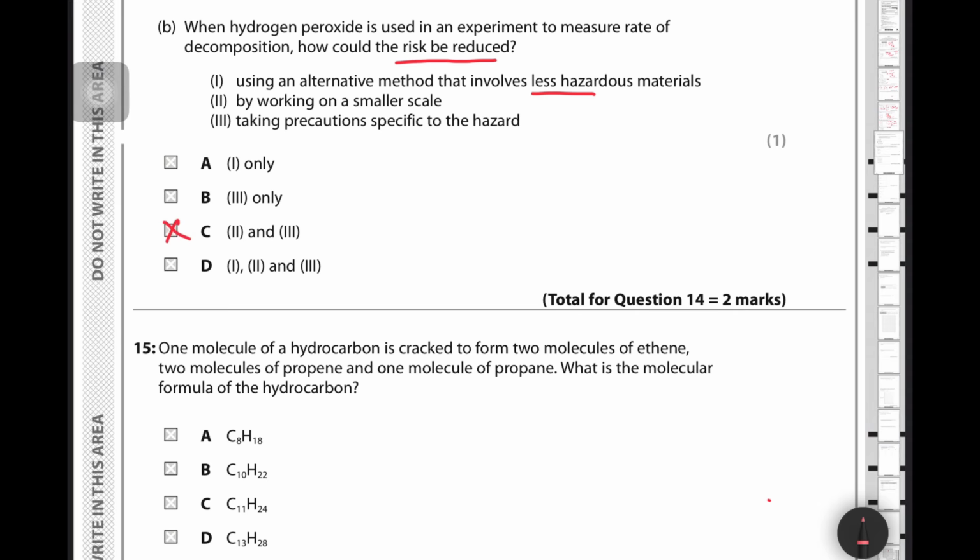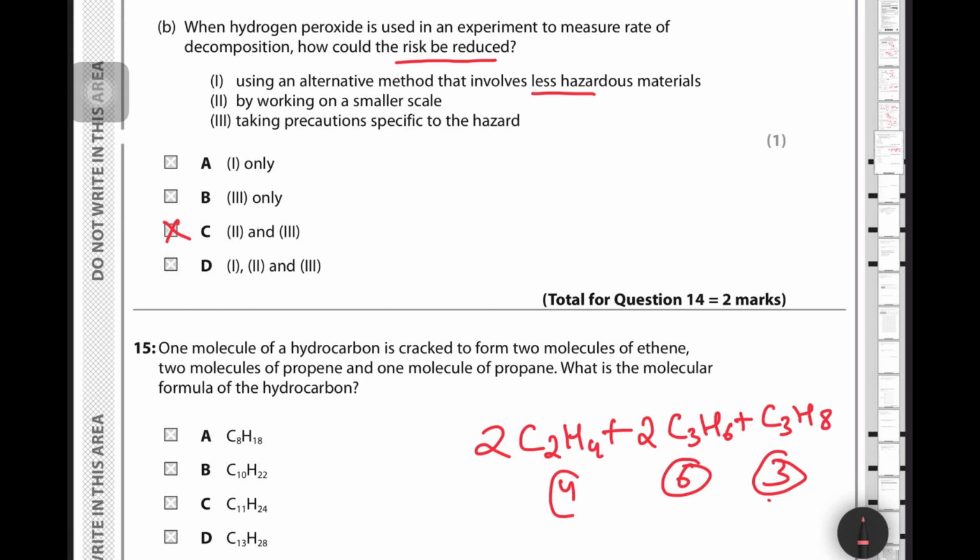Question 15 is saying one molecule of hydrocarbon is cracked. You get two molecules of ethene C2H4 plus two molecules of propene C3H6 plus one molecule of propane C3H8. What is the molecular formula of the hydrocarbon? 3 carbon plus 6 carbon plus 4 carbon. 6 plus 4, 10 plus 3, 13. Answer is D, 15D.